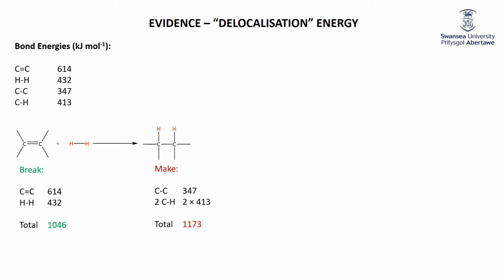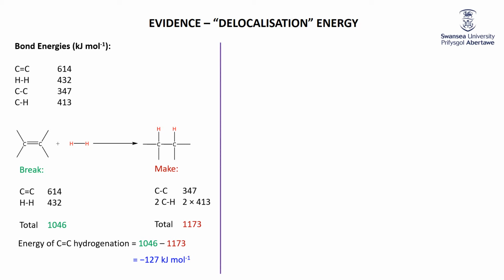So the estimate of the heat energy needed to perform this reaction is 1046, which is energy that has to be put in, minus the 1173, that's energy that comes out. So the whole thing is an exothermic process to the tune of minus 127 kilojoules per mole. So that's what you would expect on average to get out every time you hydrogenate a carbon-carbon double bond.